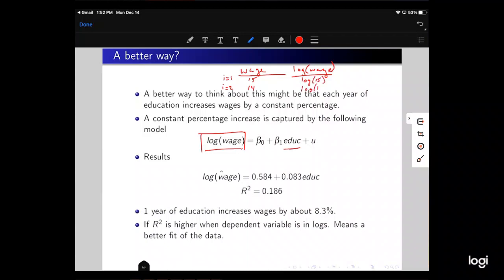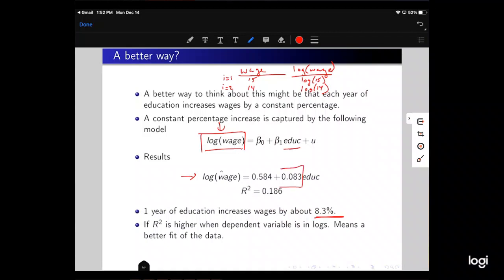Log of 14 would go here. So basically we're just creating a new column in our data set and using that as the dependent variable, or the y variable. If we did this, it would result in the following equation. Log wage hat is equal to 0.584 plus 0.83 times education, with an r-squared of 0.186. So the interpretation of this equation is that 1 year of education increases wages by about 8.3%.